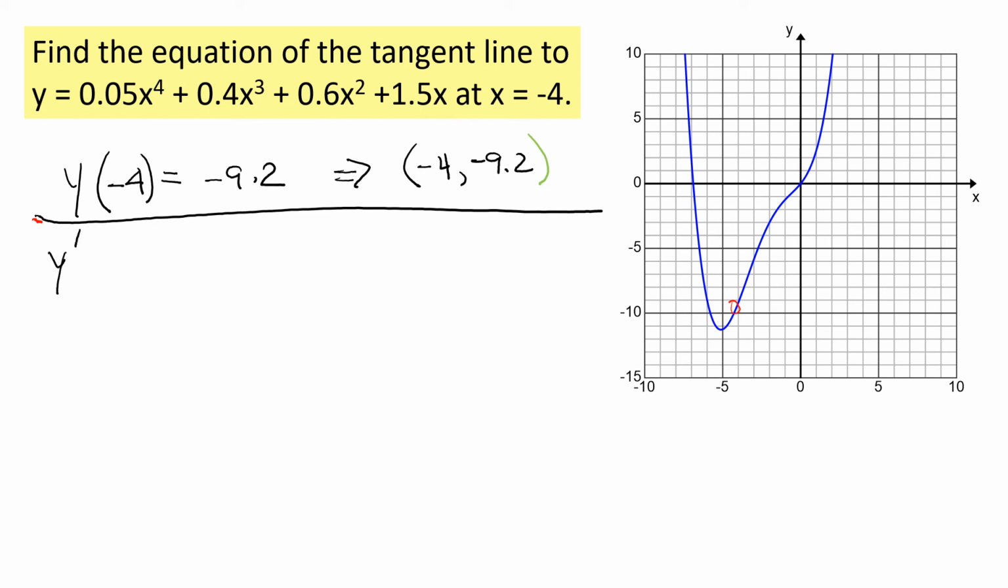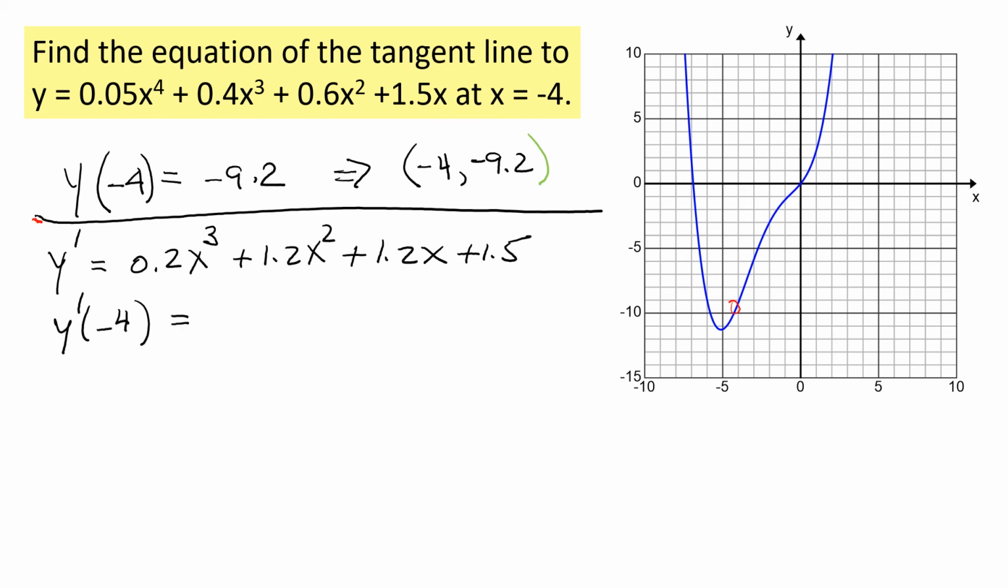All right, so now my derivative, y prime, is equal to 0.2x cubed plus 1.2x squared plus 1.2x plus 1.5, and y prime evaluated at negative 4. So we use x equal negative 4. We end up using that two times in case you haven't noticed, okay? So we plug in negative 4 into the derivative and you get 3.1.